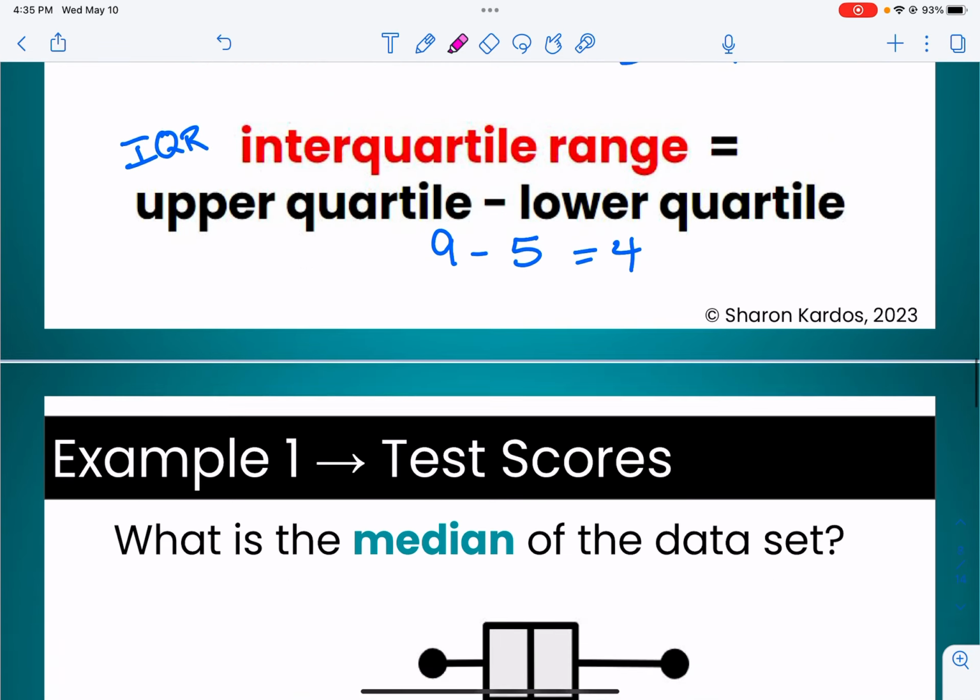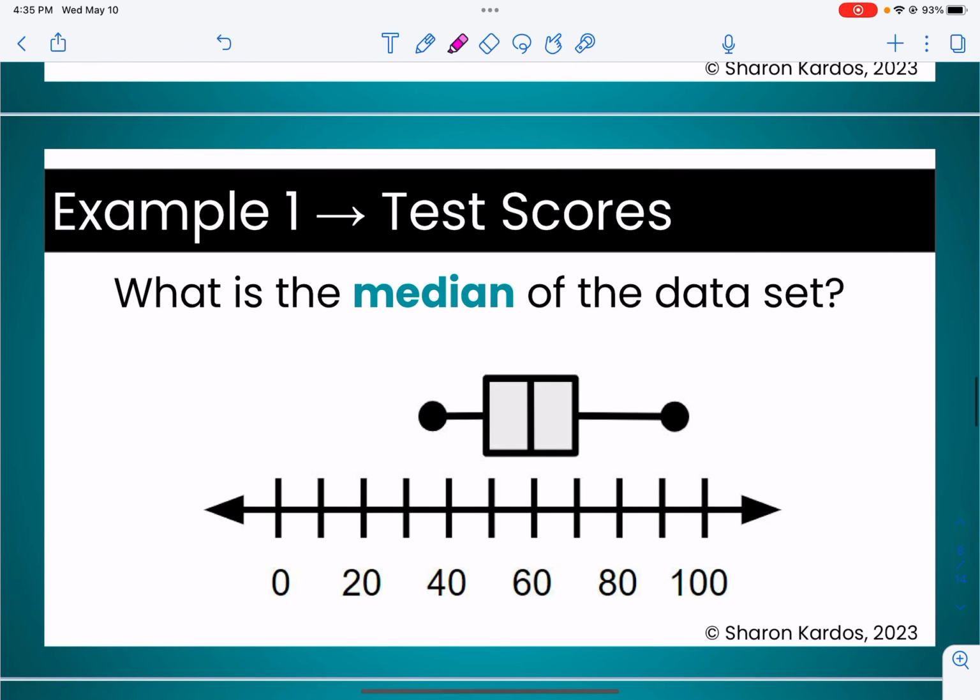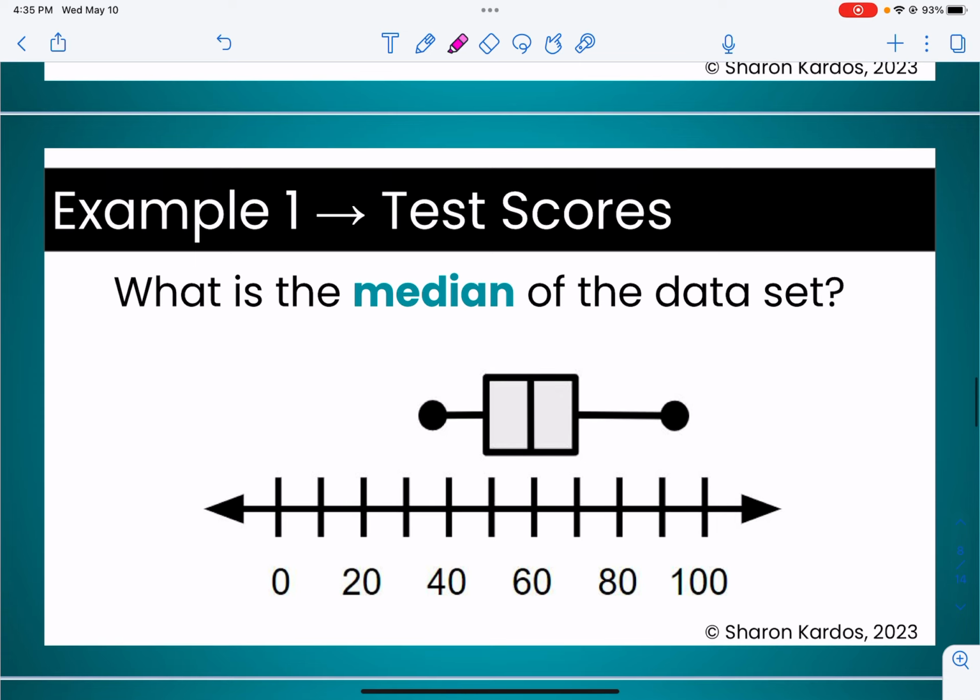Not always, but sometimes. All right, so let's jump into some example test questions. And as always, if you want to pause the video, see if you can answer the question, and then turn it back on to see if you got it correct, that's always a good thing to do.